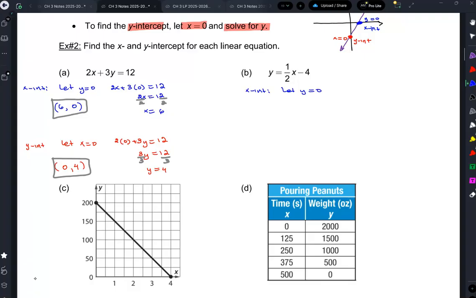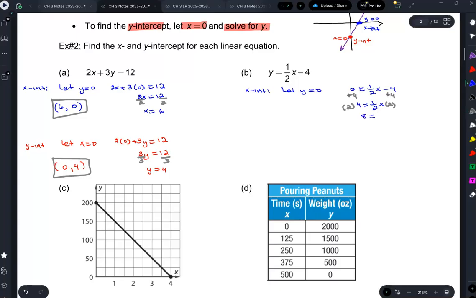Here we go. If y equals 0, then I have 0 equals half x minus 4. I'm going to add 4. So 4 equals half x. Then here, multiply by 2. So 8 is equal to x. Right? So here, the x coordinate gets the 8 and the other one gets the 0.